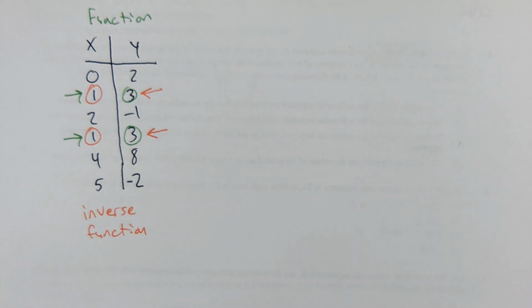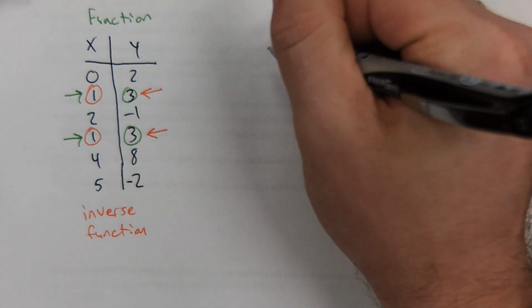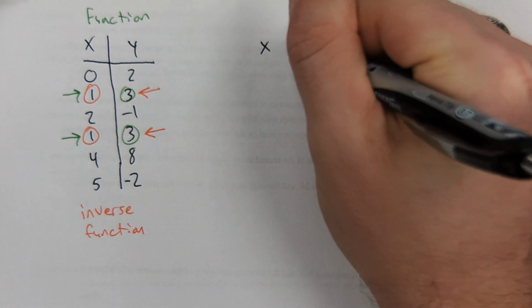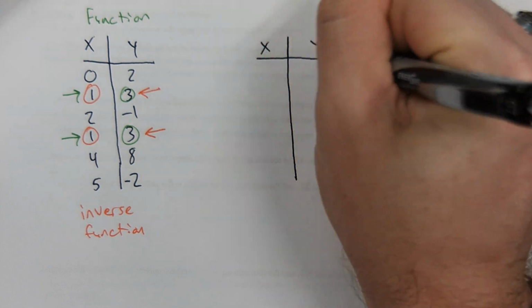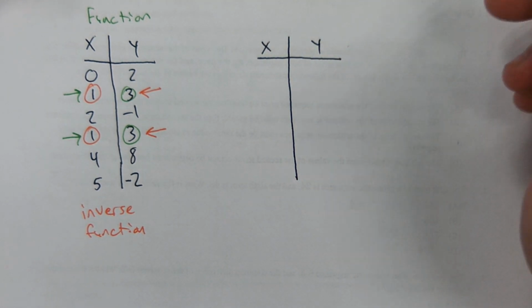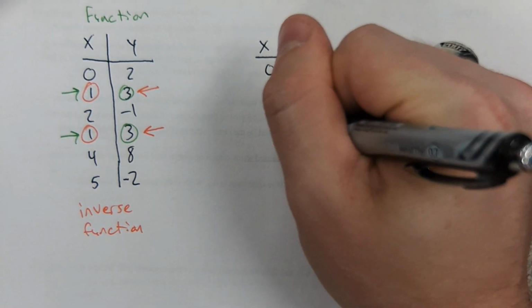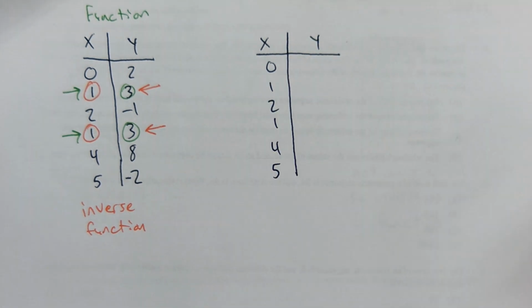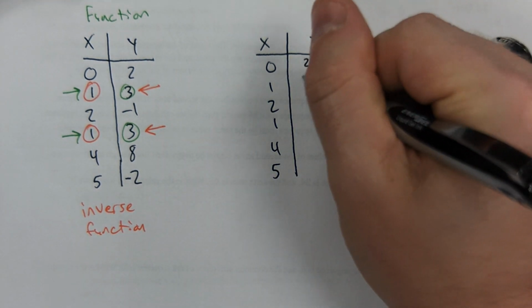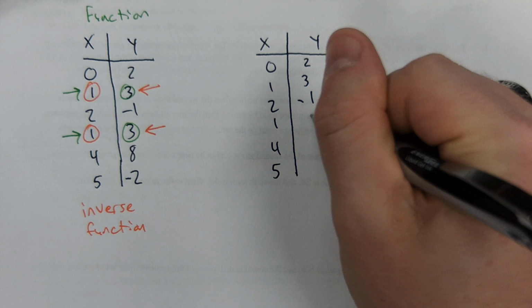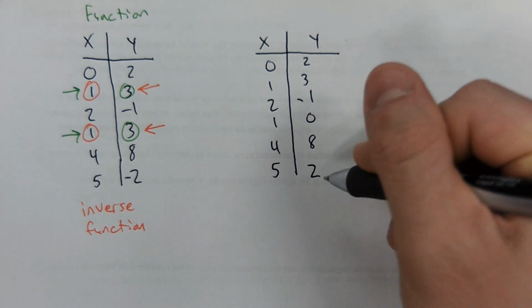Okay, how about a different table? This time I'm going to write out nearly the same table, two small changes. All my x's are the same: 0, 1, 2, 1, 4, 5. My y's, I'm going to go 2, 3, negative 1, 0, 8, positive 2.